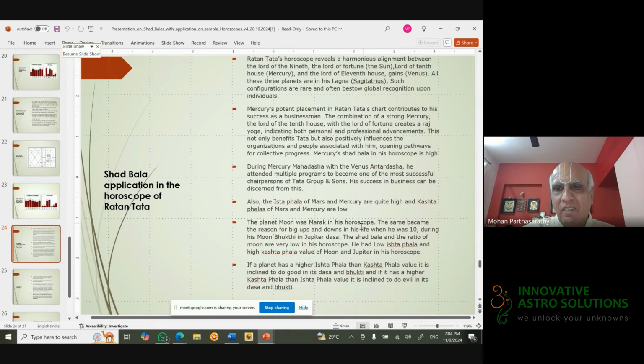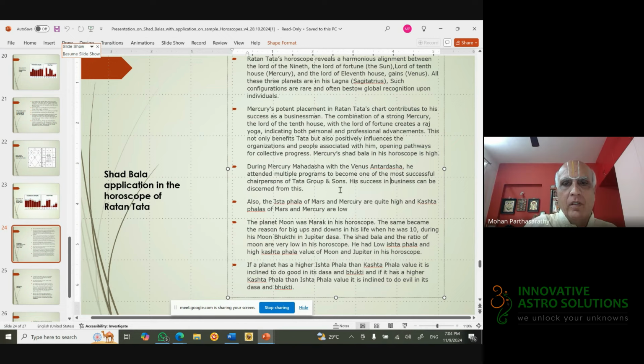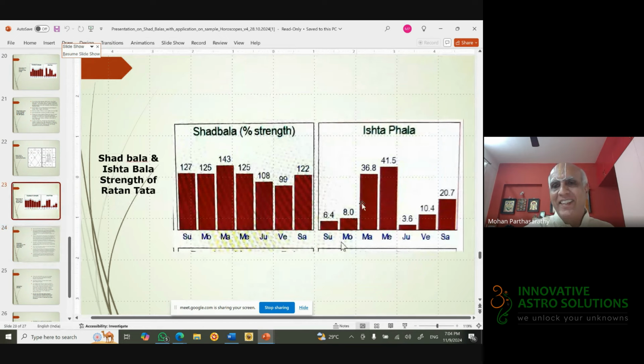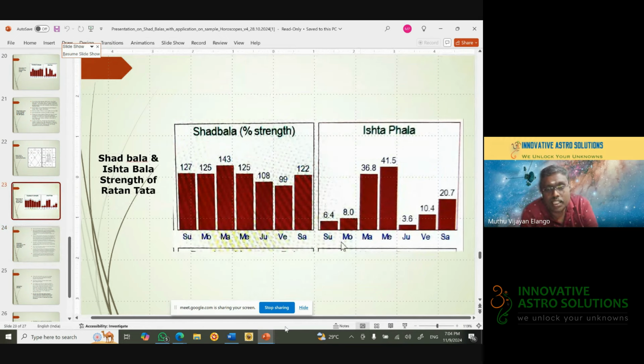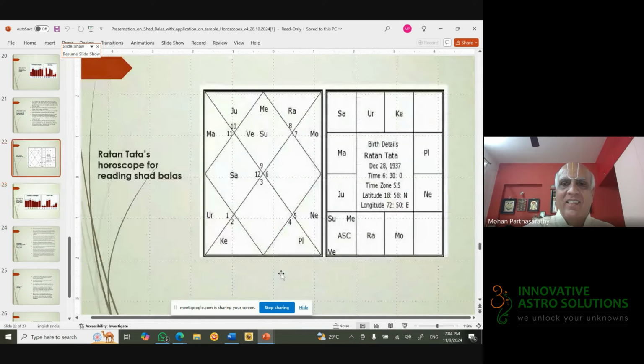Correct. You mentioned that specifically. In the Mercury Dasha, Venus Bhukti, he attended multiple programs to become the most successful chairperson of the Tata Group concerns. So it is the example. Right. See, of course, the Dasha always has the higher weightage compared to the Bhukti. So that is one more thing.